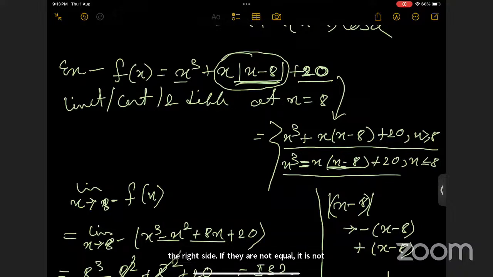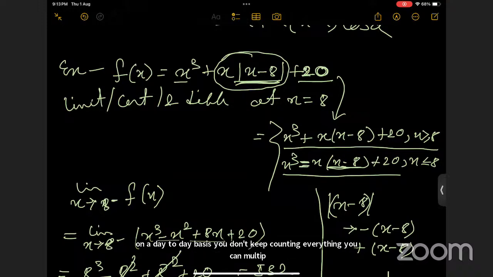So here we are just following the definition. I'm not commenting on that. This is a fundamental every student should know. But on a day-to-day basis, you don't have to keep counting everything. You can take a rule when it is required. Ma'am, obviously. So while seeing this mod function instantly, we can comment on the differentiability. So I don't think there is any need to calculate it even.